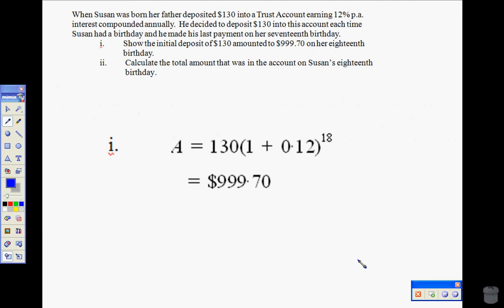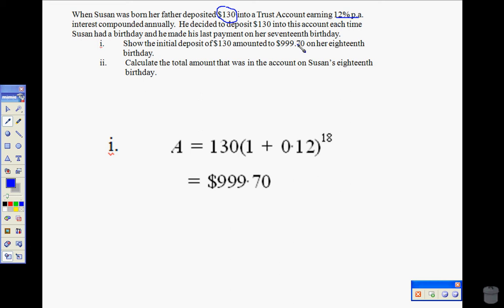It's got Susan was born, and her father's depositing $130 in a trust account. It gains 12% per annum, and it's compounded annually. And then he decides to deposit $130 in the account each time Susan has a birthday, up until her 17th birthday. So, firstly, what we've got to look at and go, well, how many times does he make deposits, and how long is it in there?